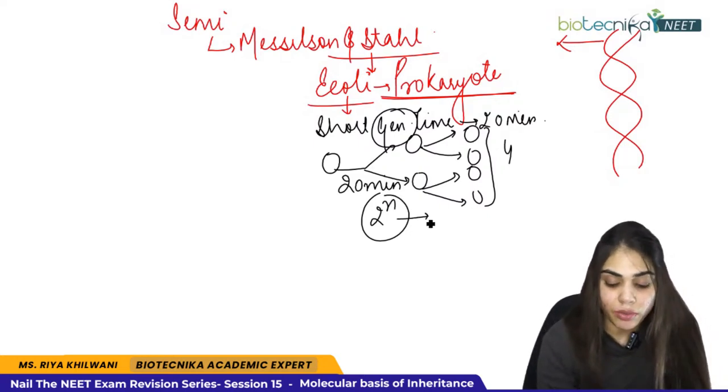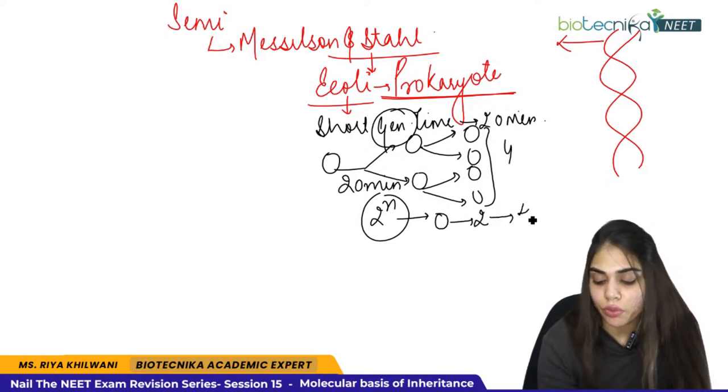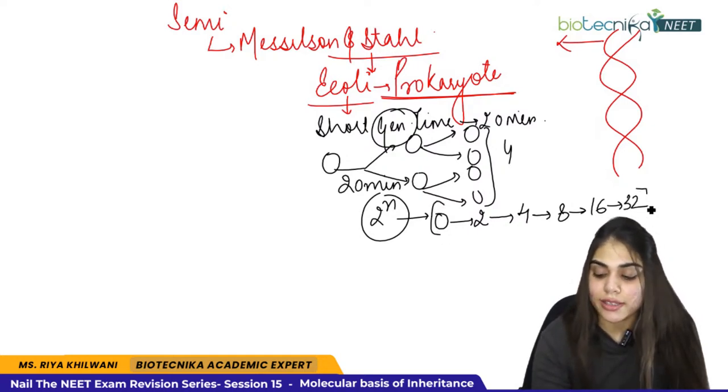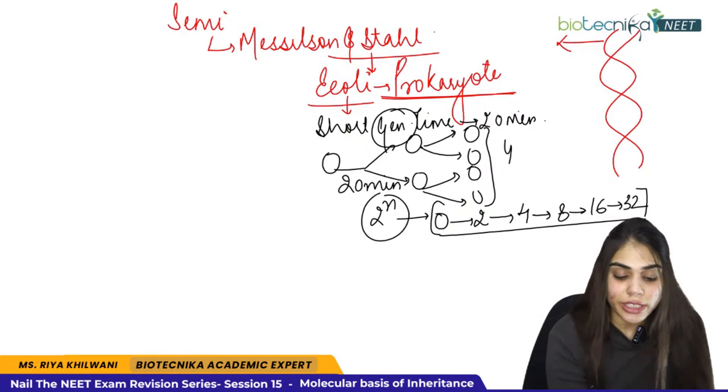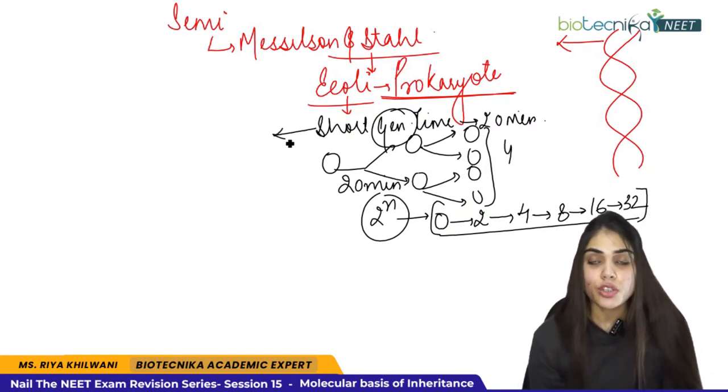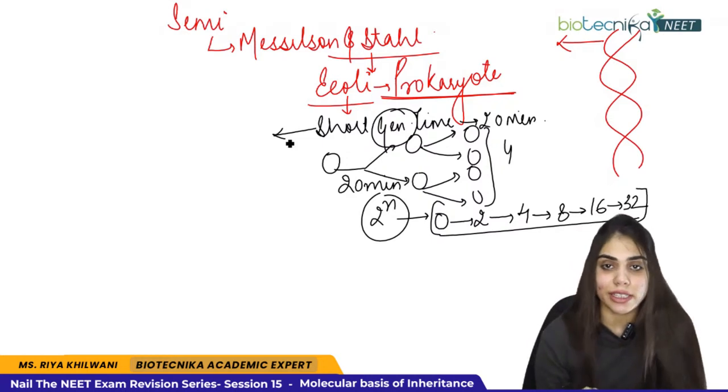So 2 to the power n. First is one cell, which forms two cells. 2 will form 4, 4 will form 8, 8 will form 16, 16 will form 32. That is what is called exponential growth. So these E. coli have a short generation time of 20 minutes, so it was very easy to access them.